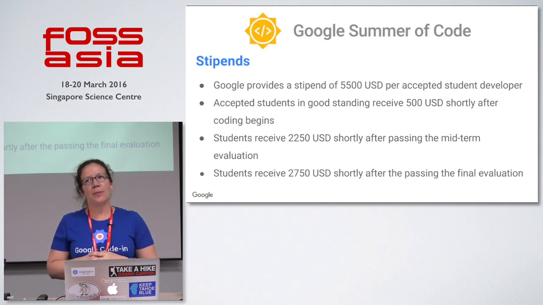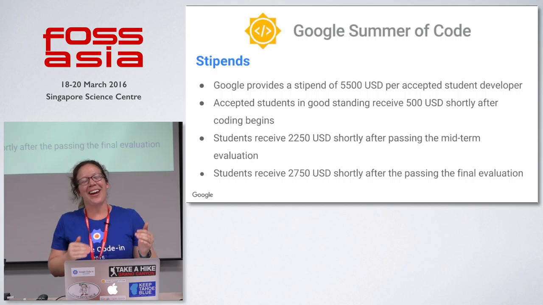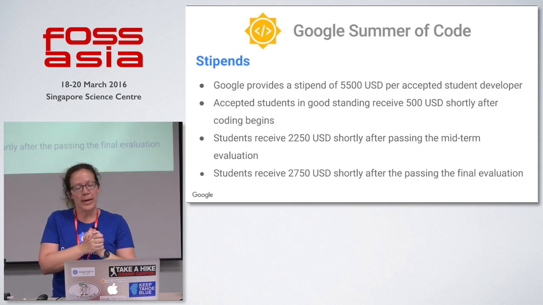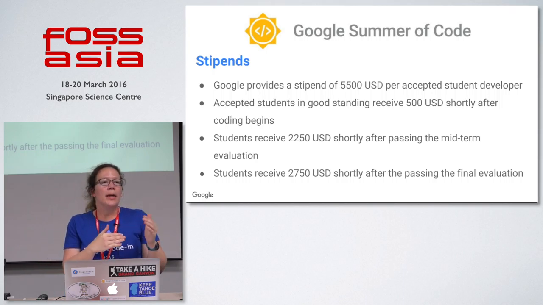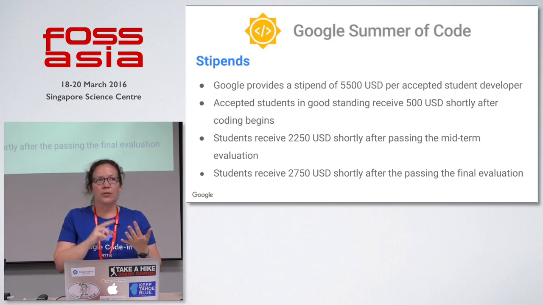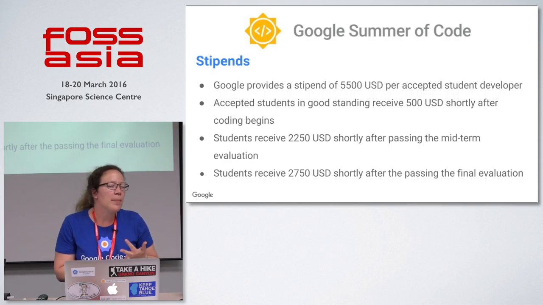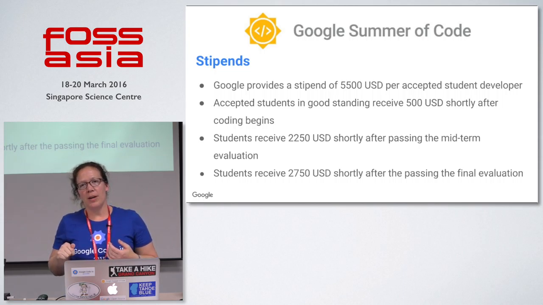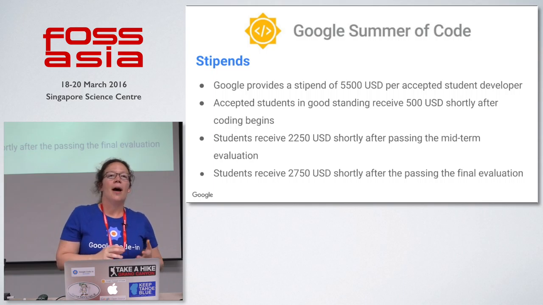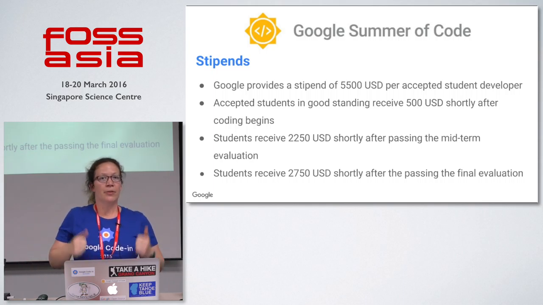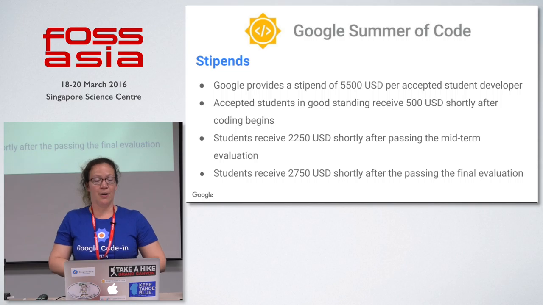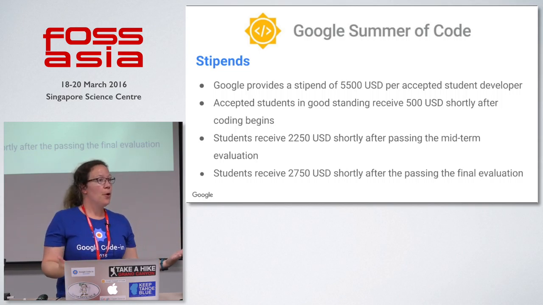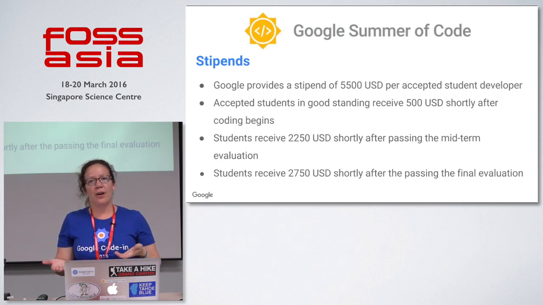And once the last half of the program begins, at the end of August, from about August 15th to August 23rd is the final week of coding. And at that point, the students are not only kind of writing tests for their code, they're kind of scrubbing their code, they're doing documentation, they're doing their final evaluation of their mentor, and then they submit their code for review, and then the mentor says, okay, the student passed or they failed. So if you passed, you get another $2,750. So if you successfully make it through the program, you've earned $5,500.